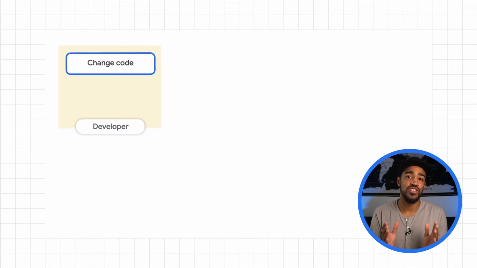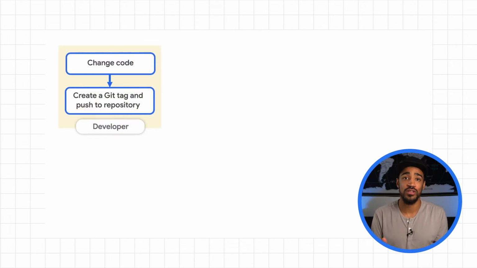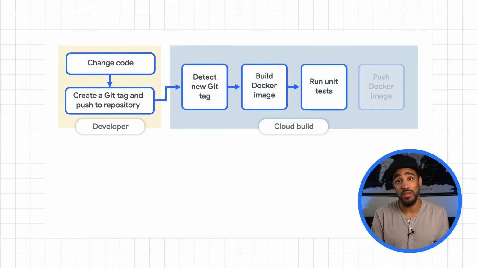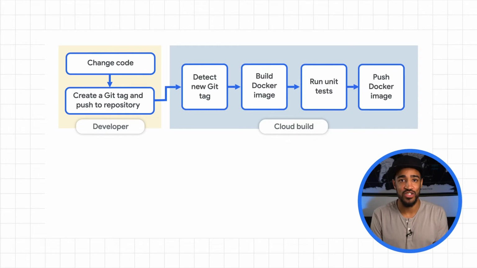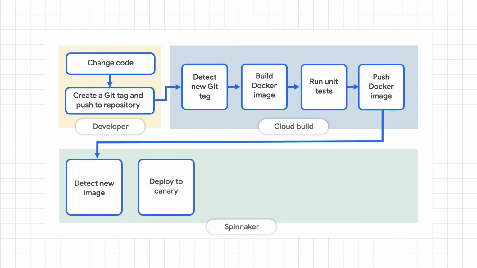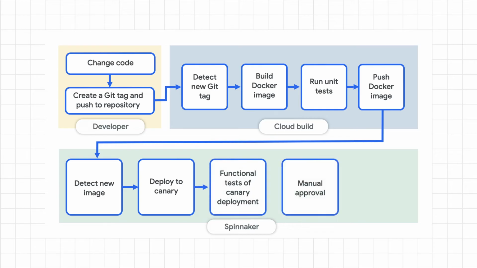A developer changes code and pushes it to a repository. Cloud Build detects the changes, builds a Docker image, tests the image, and pushes the image to Artifact Registry. Spinnaker detects that image, deploys it to a staging environment, and tests the deployment. After all tests have passed, the release manager can manually approve the build and deploy the image to production. Let's look at each of these steps.